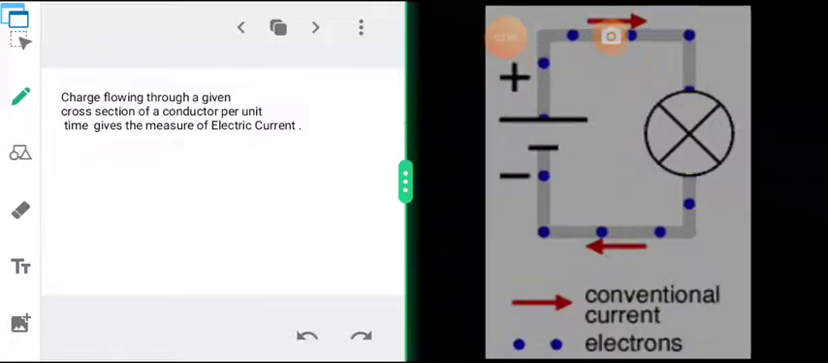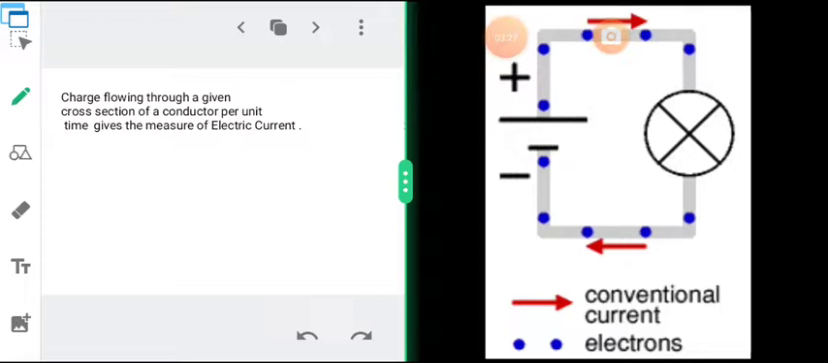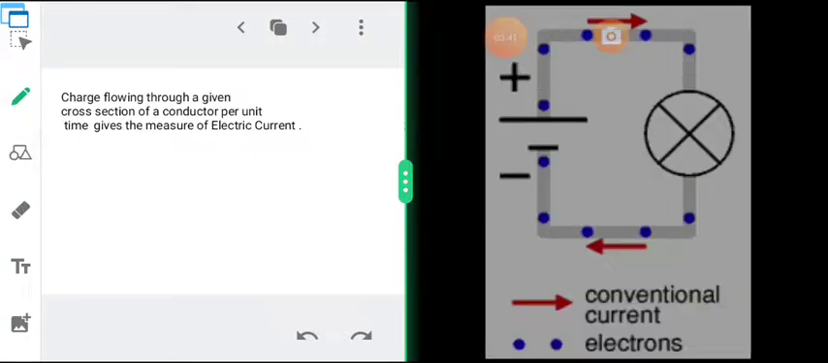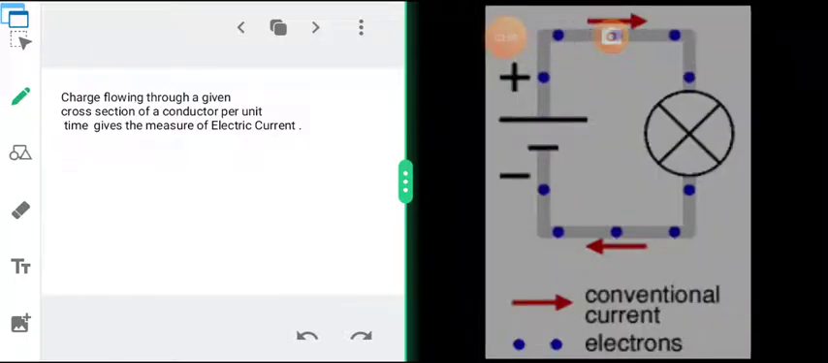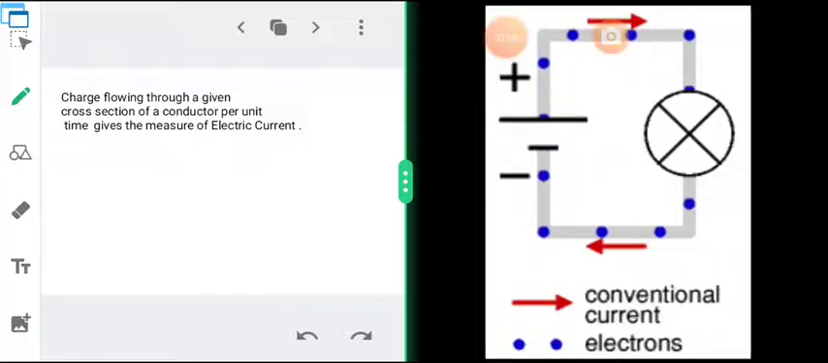So now we can define electric current as charge flowing through a given cross section of a conductor per unit time. That will give us the measure of electric current. You can see in this picture how the electrons are moving inside the conductor. A very simple circuit has been shown, which comprises a cell, the wires and a bulb. The electrons are shown by the blue dots. They are moving from the negative electrode to the positive electrode of the cell. However, the direction of conventional current has been shown to be from positive to negative.